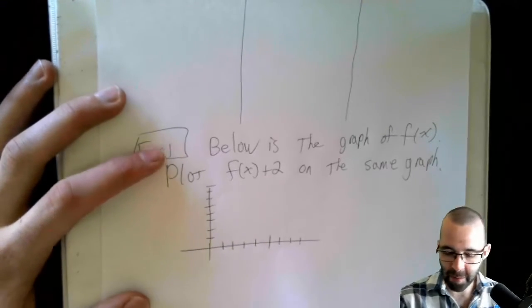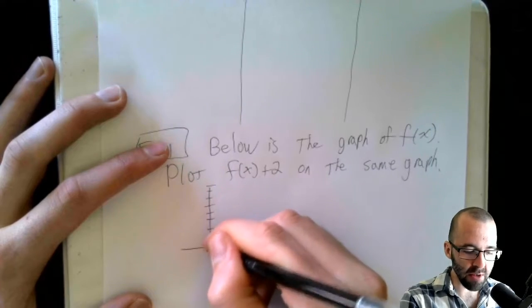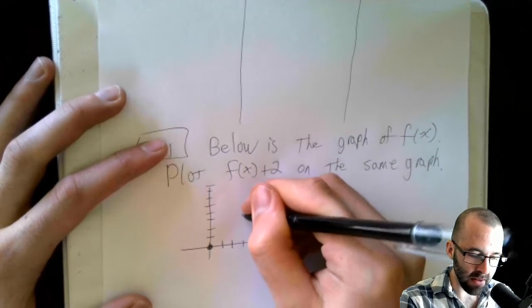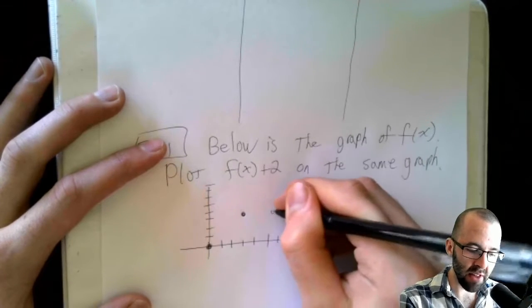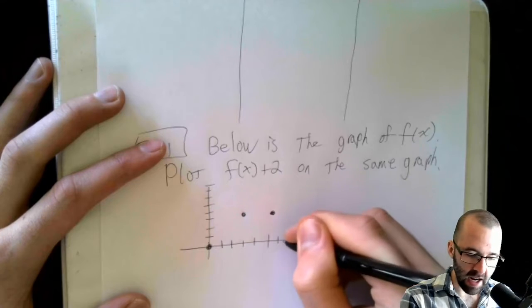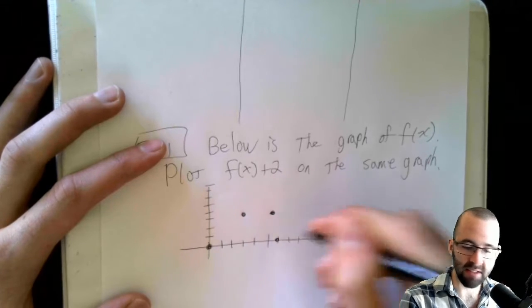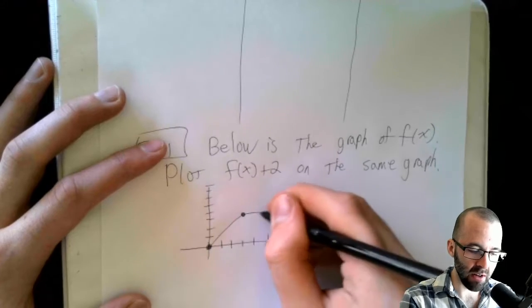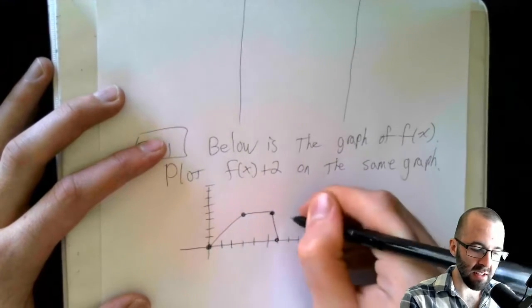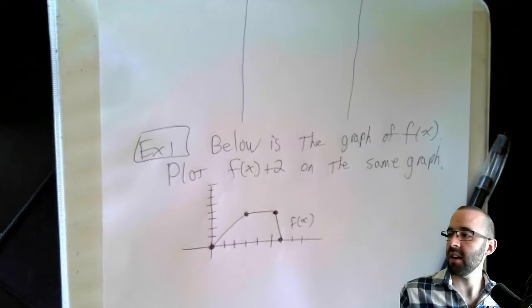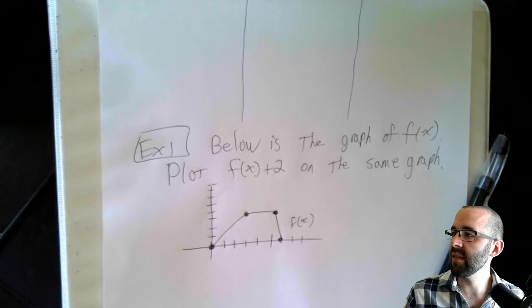All right, so the function that they give you starts at 0, 0. It goes up to 3, 3. And then it stays there at 5, 3. And then it goes quickly back to 0. All right, so this is f of x. And now we are supposed to plot f of x plus 2 on the same graph.